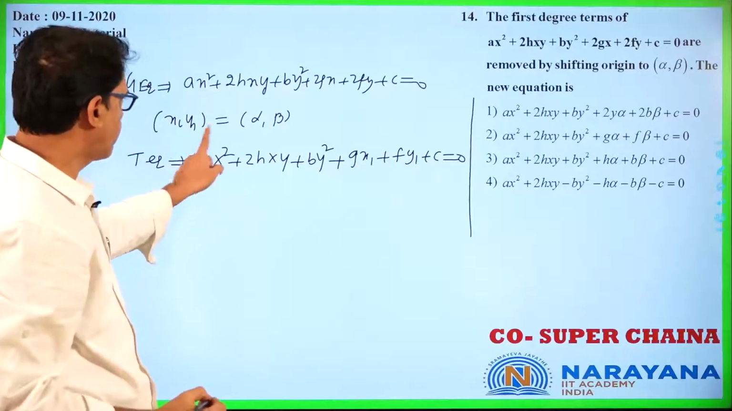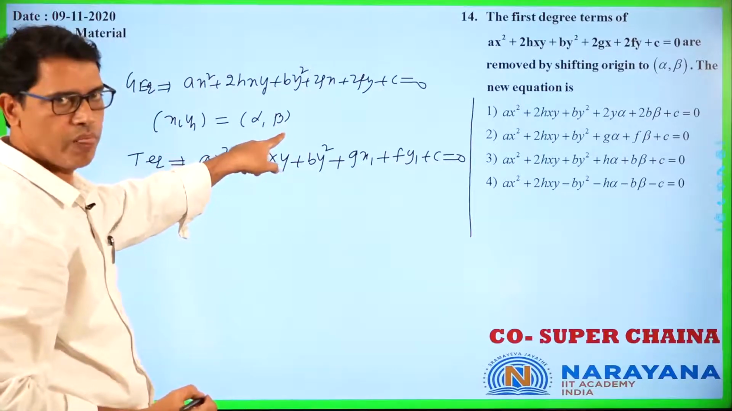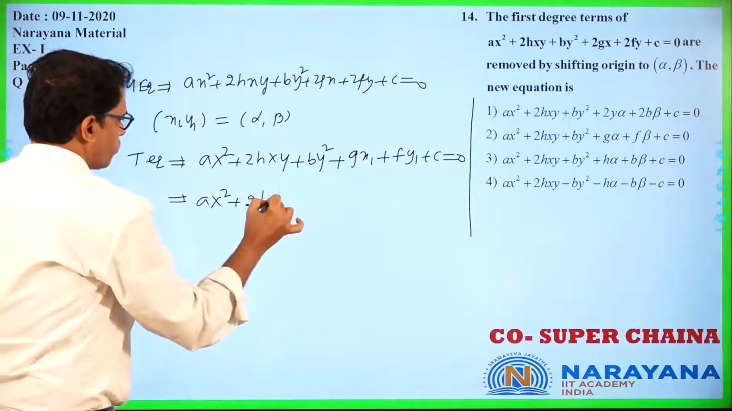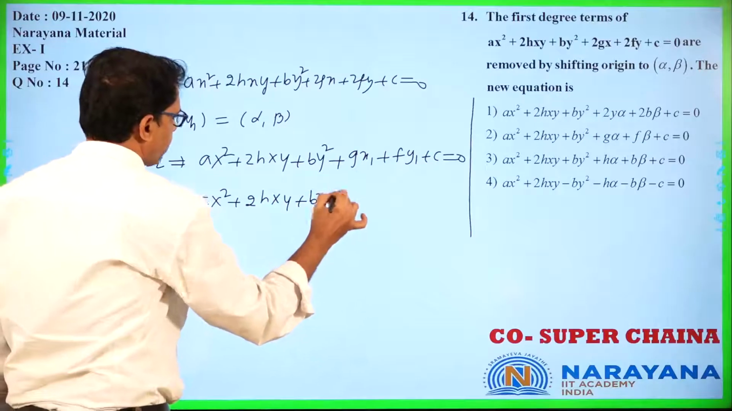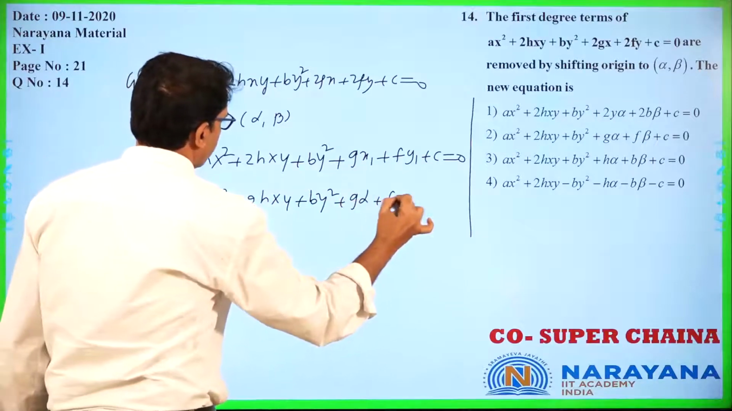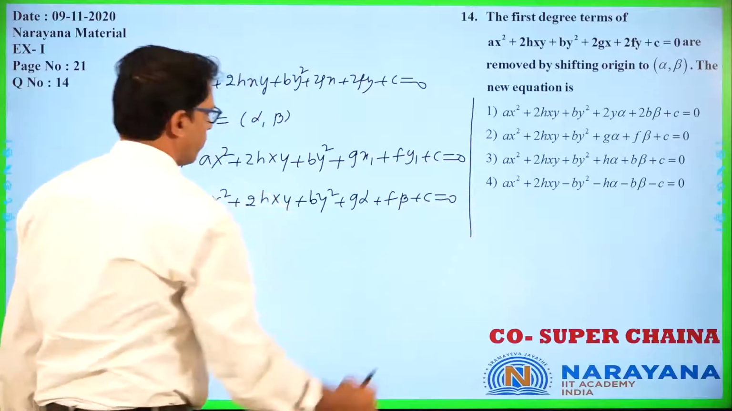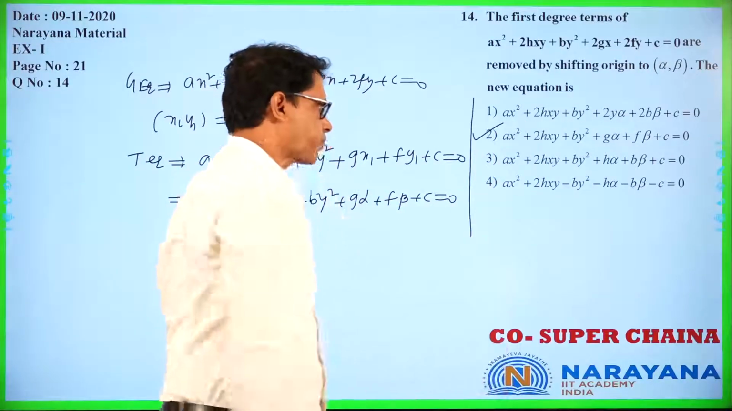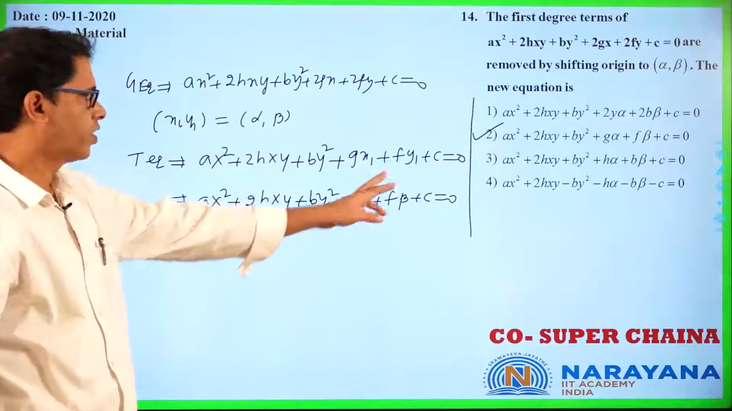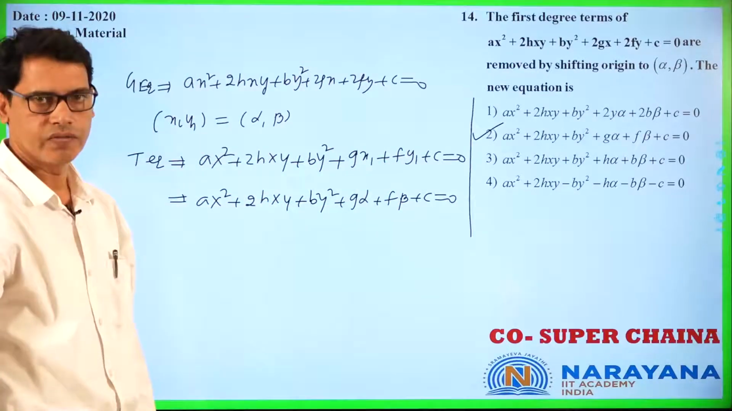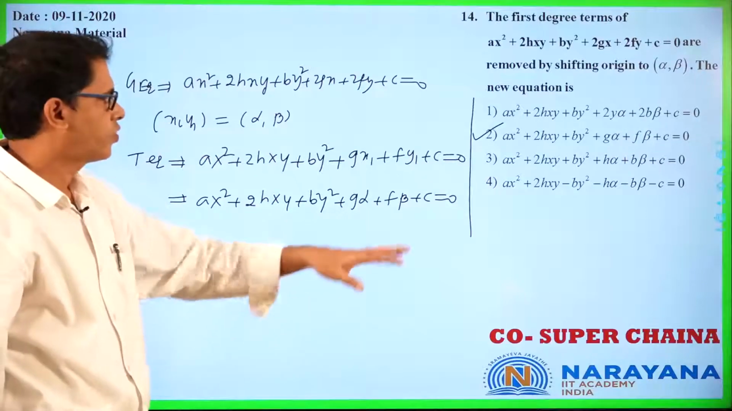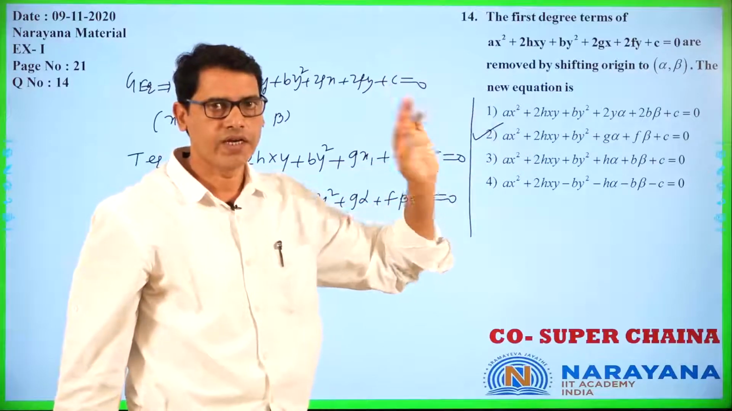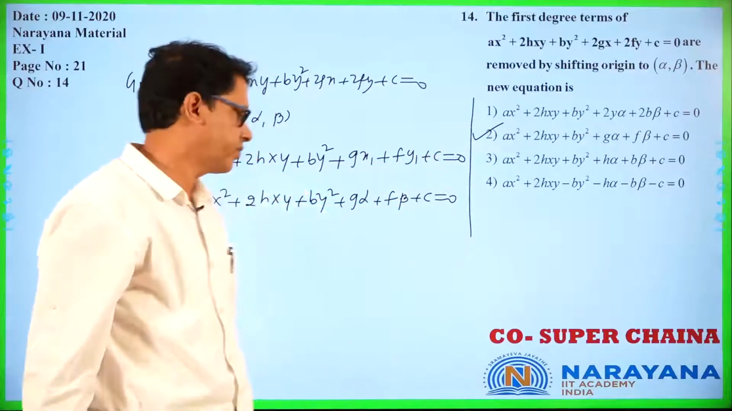Now here x1 is equal to alpha, y1 is equal to beta. Therefore the transformed equation will be ax square plus 2hxy plus by square plus g alpha plus f beta plus c equals 0, because here we are eliminating the first degree terms. So g alpha plus f beta plus c equals 0 is the transformed equation, so that the first degree terms get eliminated. Okay? Then next one.